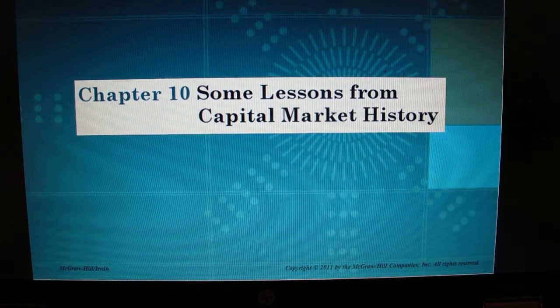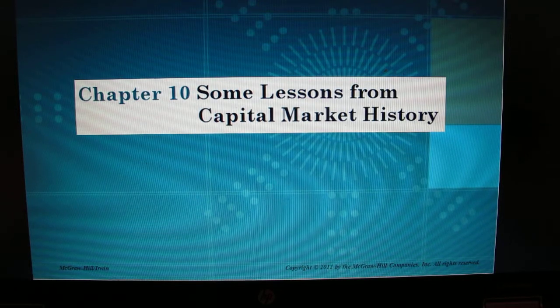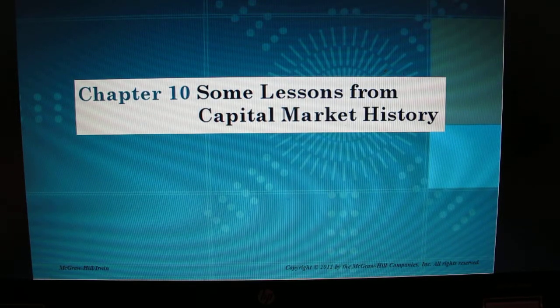So, to begin, we're going to start with chapter 10, which kind of deals with lessons from capital market history. The last chapter we were discussing required return in a sense, and now we're turning our attention to risk and return. And you all should be fairly familiar with this, given the stock simulator game that we have been playing.